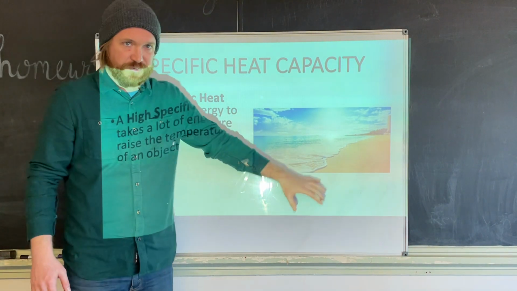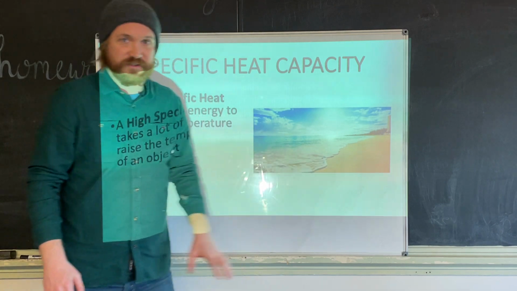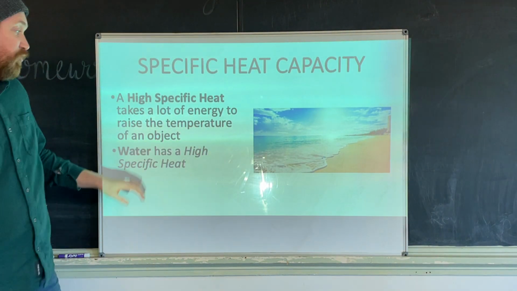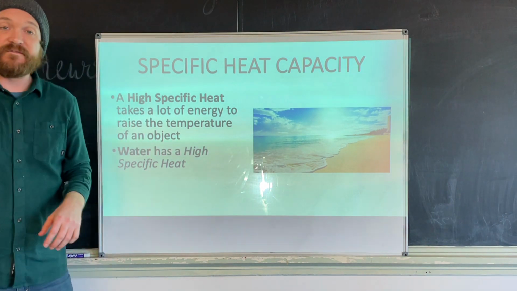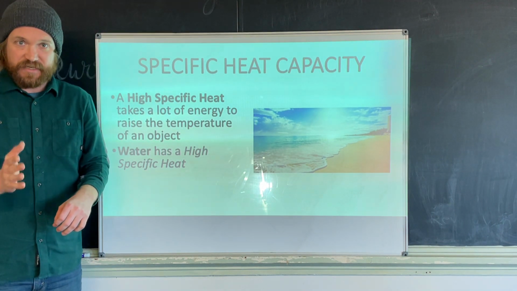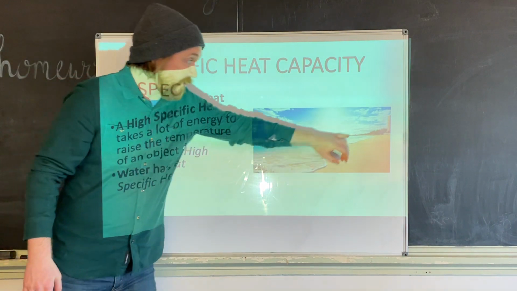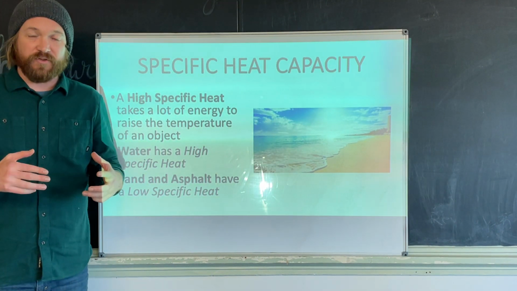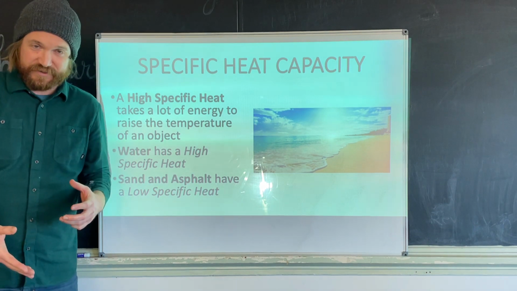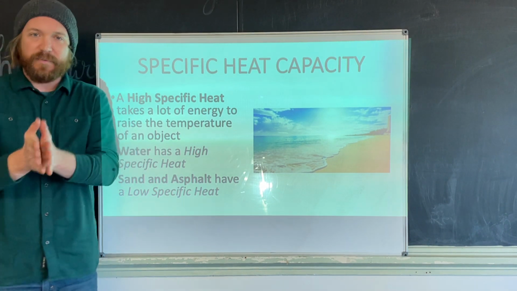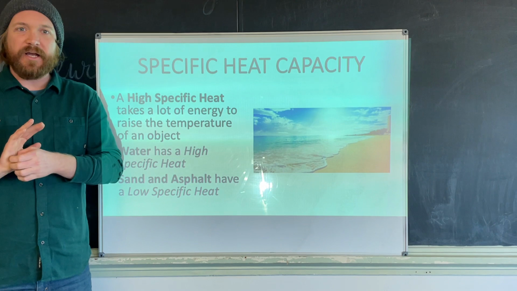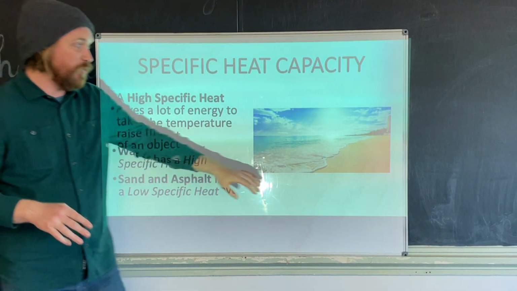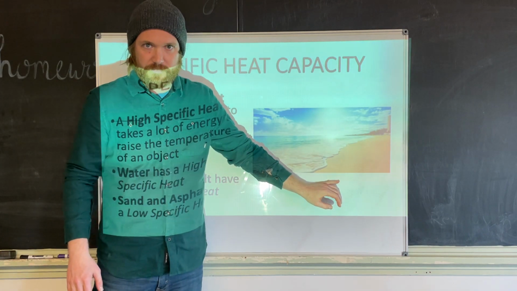And I show you this picture here because here are two substances that are very different from one another, all right? The first substance that I see in this picture is water. Water has a very, very high specific heat, okay? The other part of this picture I see is the sand. And things like sand and asphalt have a very low specific heat. Now, what does that mean? If you've ever been to the beach, okay, when you wake up in the morning, all right, if you go out first thing before the sun comes up, you will notice the sand is very cold, right?